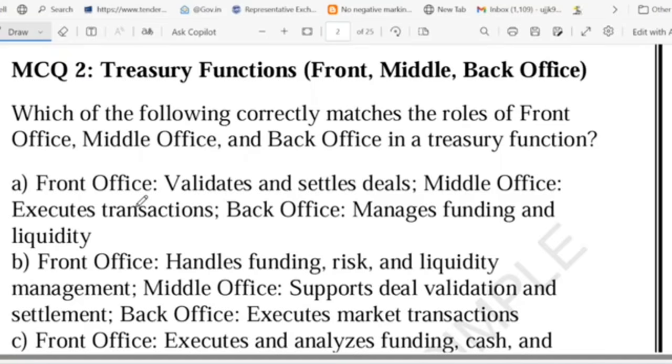You should know the function of all these offices: front, middle, back. So what are their functions? Have a look at the options.